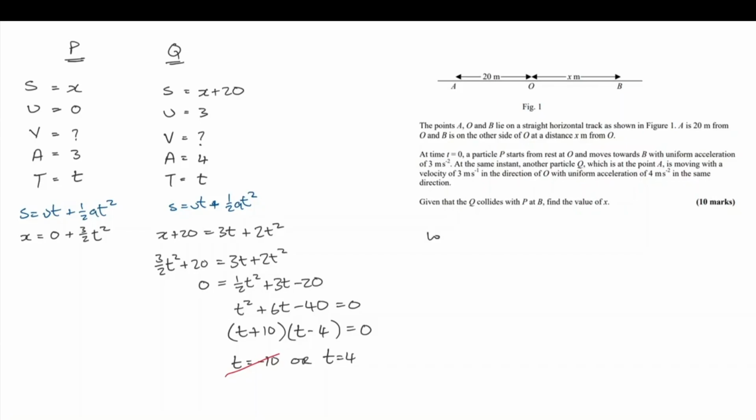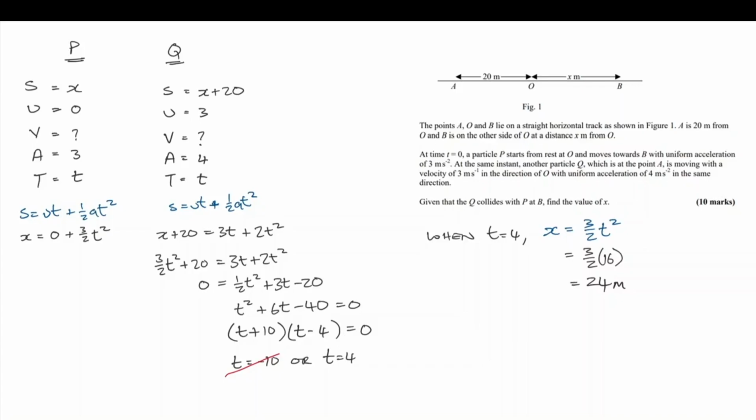Well, if t equals 4, what is the value of x? Particle P would have been traveling for 4 seconds, and we know its displacement can be found by using the expression 3 over 2 t squared. Let's substitute in our 4. 3 over 2 multiplied by 16, that gets 24 meters. The value of x is 24 meters.